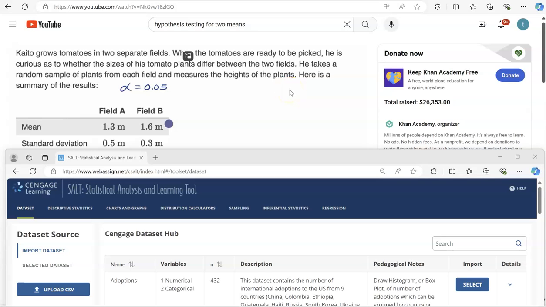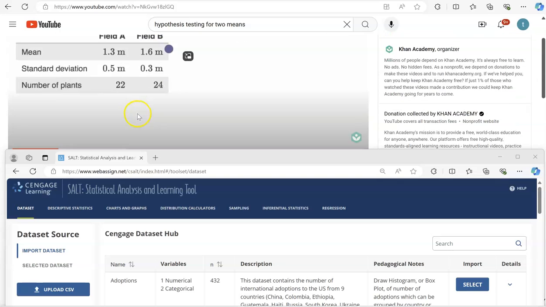In this video, I'm going to show you how you can test the claim about a difference between two means using our statistical analysis tool, SALT. So we have someone who's growing tomatoes in two separate fields. When the tomatoes are ready to be picked, he is curious as to whether the size of the tomato plants differ between the two fields. So he takes a sample of each and he collects some data.